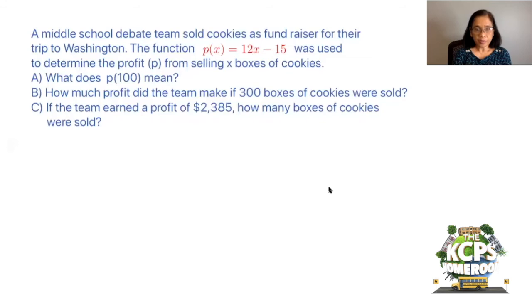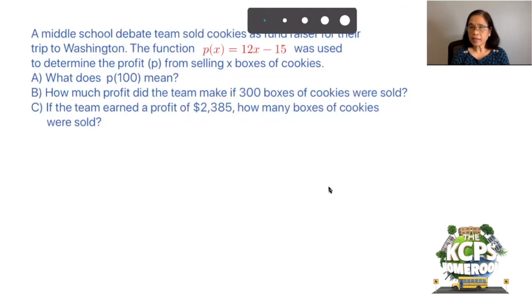So a middle school debate team sold cookies as a fundraiser for their trip to Washington. The function P of x equals 12x minus 15 was used to determine the profit P from selling x boxes of cookies. We are asked, what does P of 100 mean? Remember that P of x is the profit function.